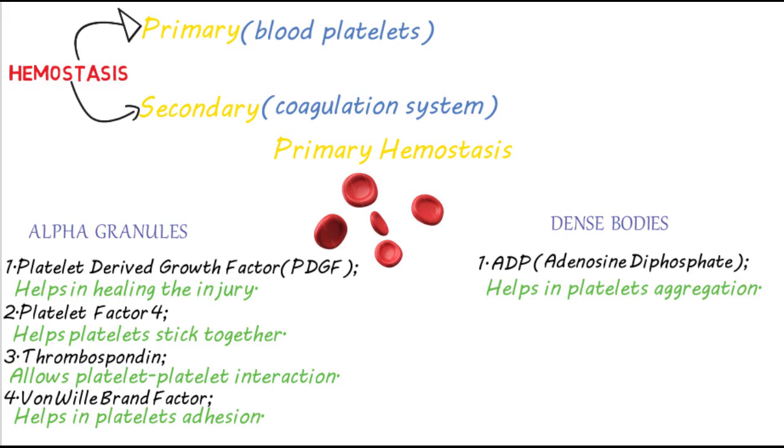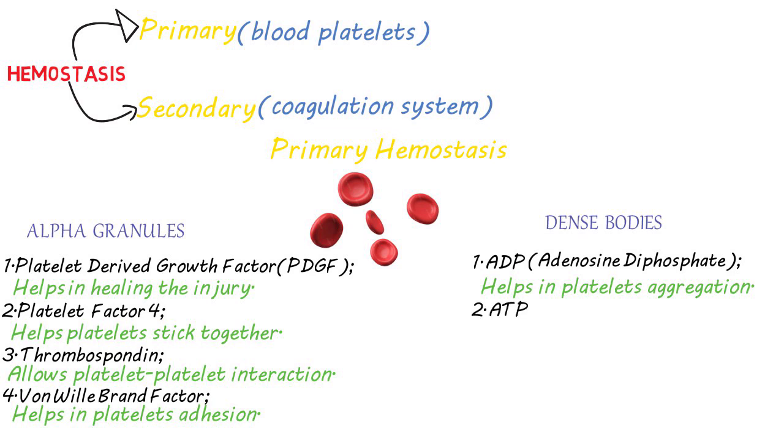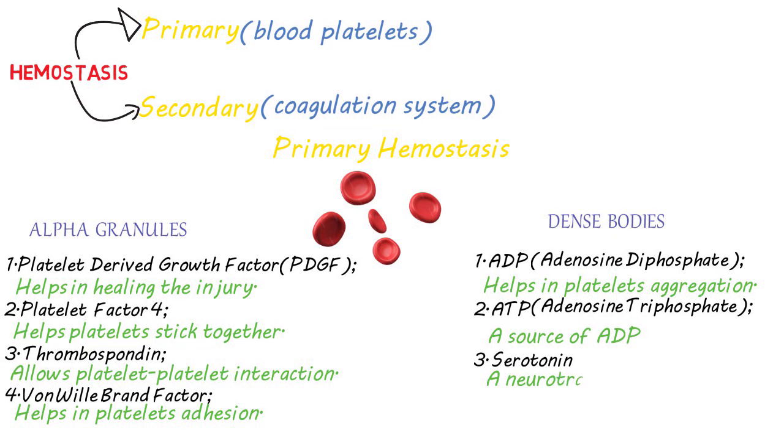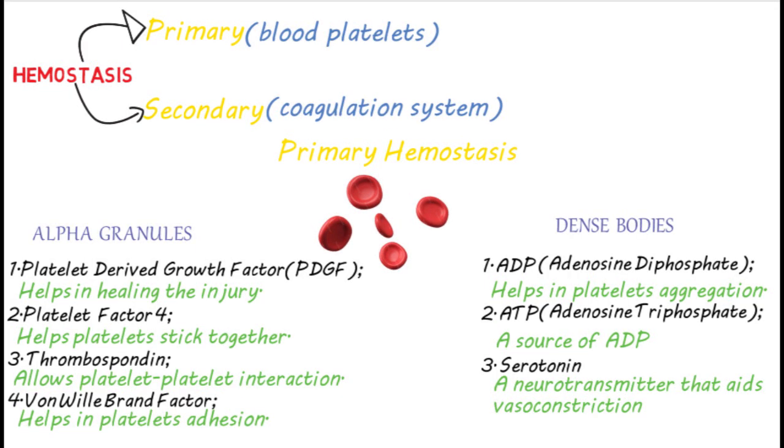Then we have ATP. ATP is a source of ADP. Then we have serotonin. Serotonin is a neurotransmitter that helps in vasoconstriction. Remember when we talked about the vascular system, we mentioned vasoconstriction, which is like a squeezing effect of the blood vessels. All of that process is propelled by serotonin, which is found in the blood platelets in the dense body.